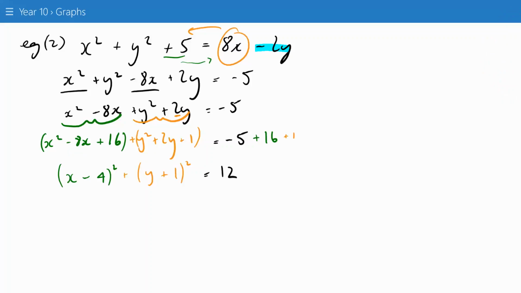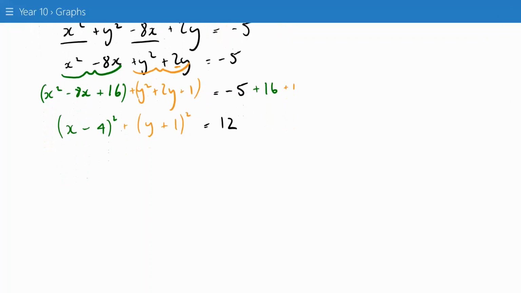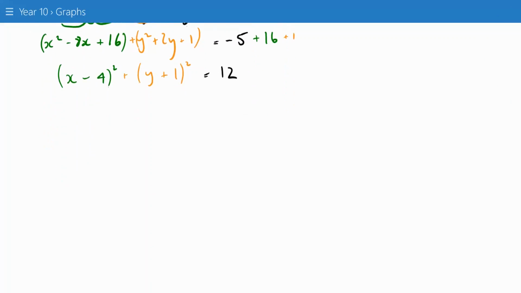Now 12 isn't a squared number, but we can still calculate the radius. We'll just scroll up. Let's start with the center here. The center equals, what minus 4 gives me 0? That's our x coordinate point. We know 4 minus 4 gives us 0. What plus 1 gives me 0? Minus 1 plus 1 gives us 0.